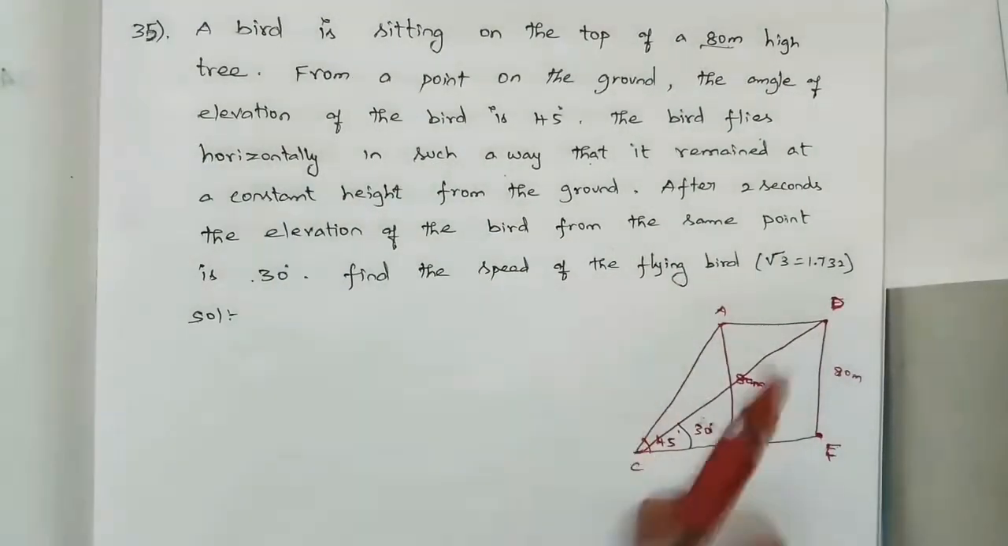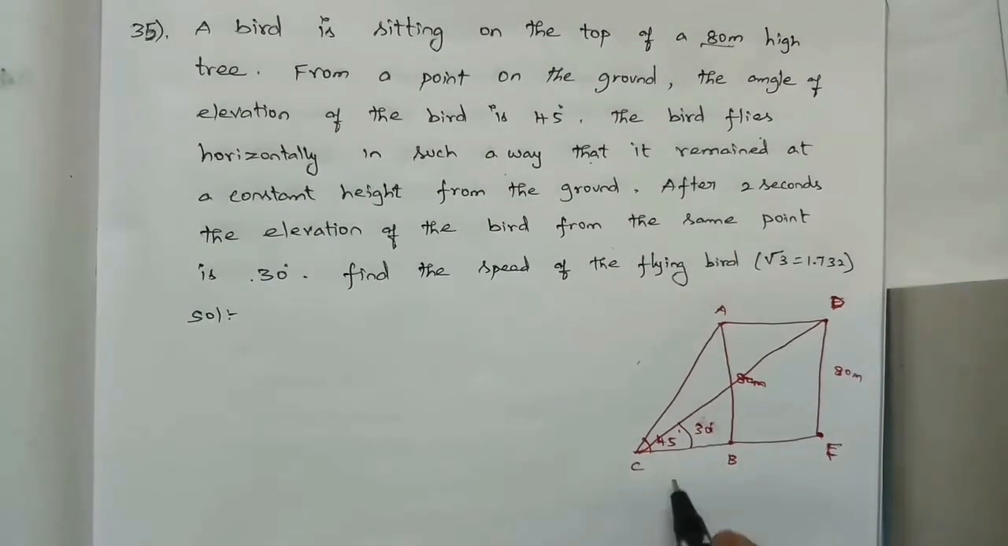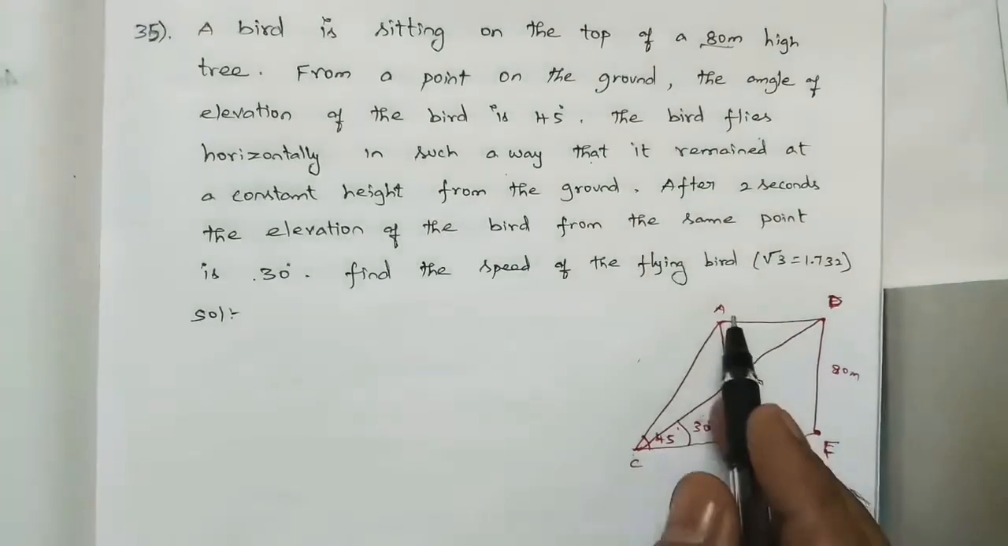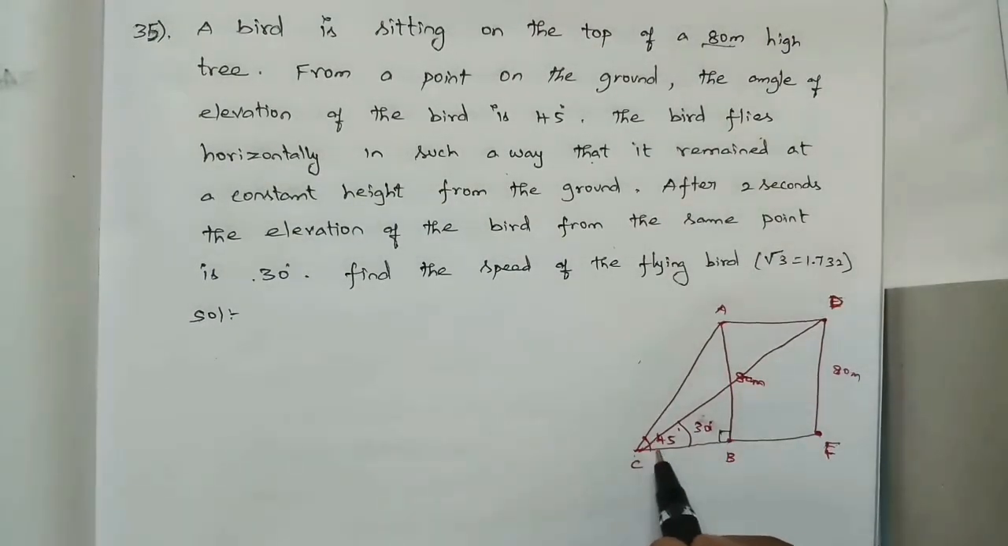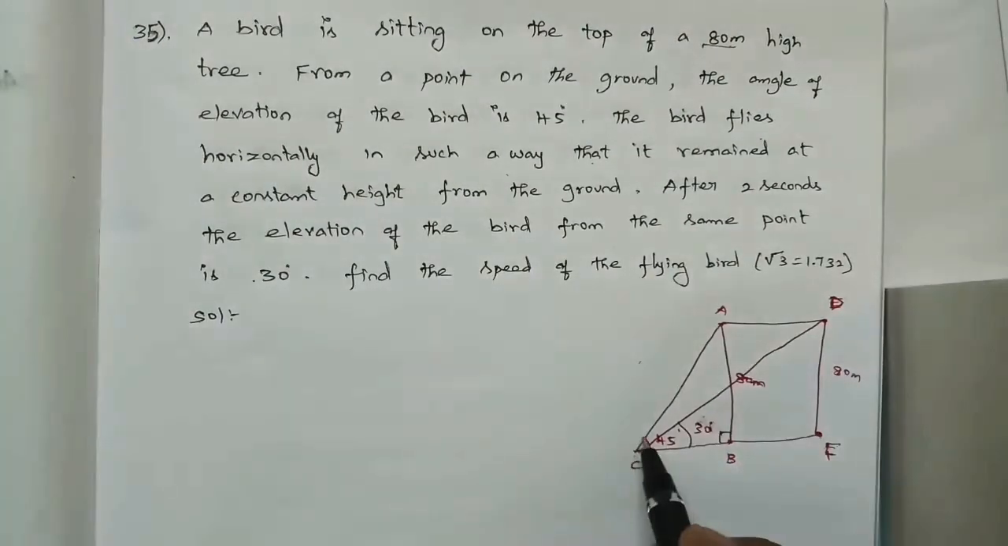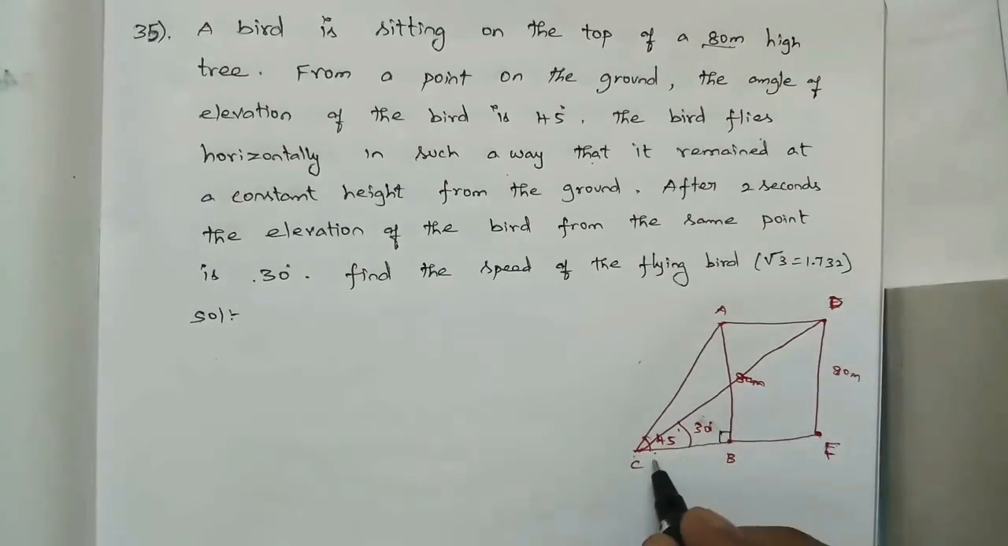Find the speed of the flying bird, right? So now we are having two right angle triangles. One is ABC, a right angle triangle with angle 45 degrees, right? In right angle triangle ABC, angle 45 degrees, the opposite side we know is 80 meters. We don't know the adjacent side. I'm just assuming that it is X meters, right?